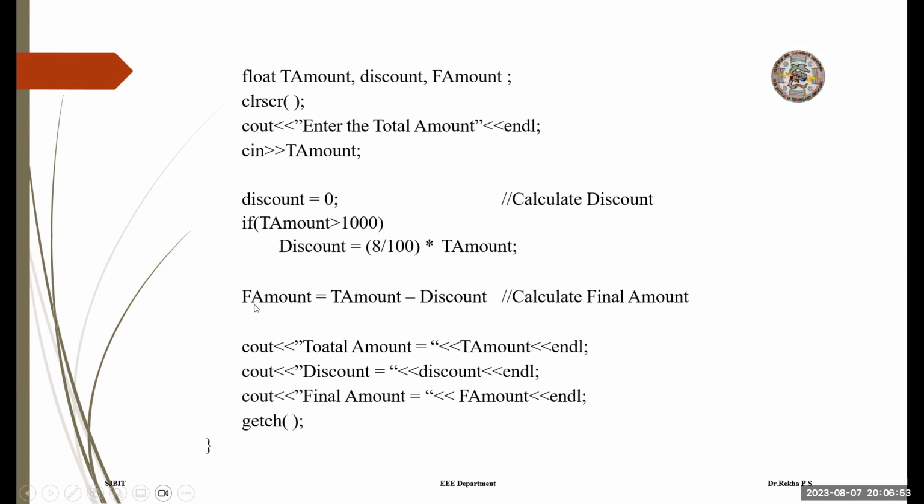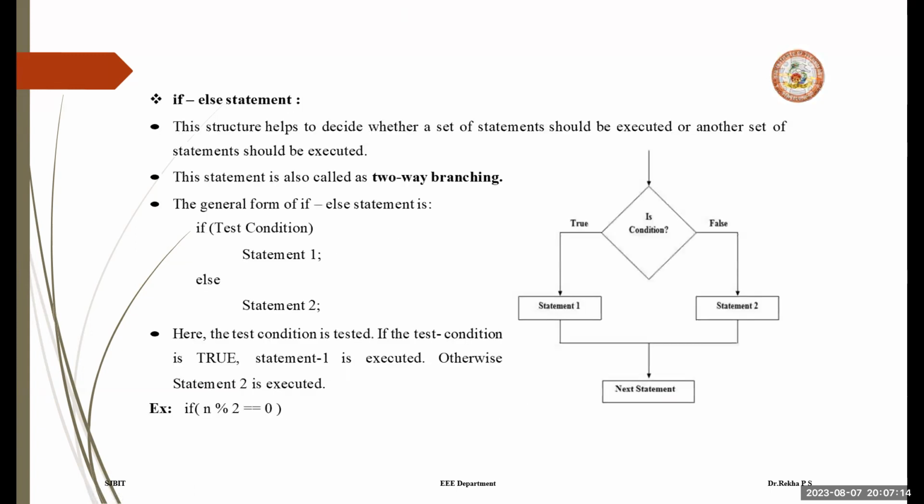Now, final amount will be equal to total amount minus discount. That will be stored in final amount. Now you print total amount, discount, and final amount. This is using simple if statement. This is how to write a program for the given condition.